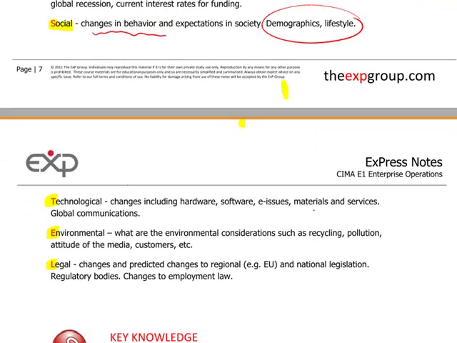Technological. There's a lot happening over recent years with the internet, with hardware, with software. So all of these things, what is going to impact on the organisation? We've highlighted various items here: hardware, software, e-issues. What about global communications? How will all of these issues within the external Pestel environment impact on an organisation?